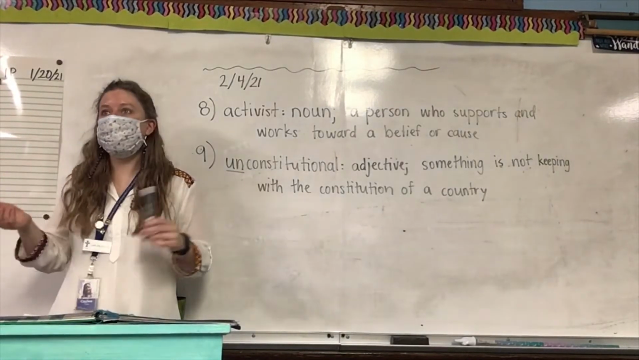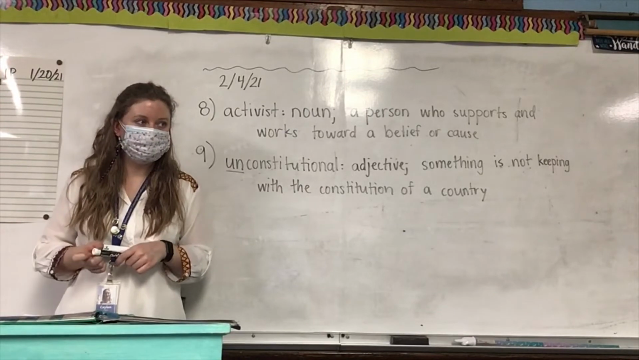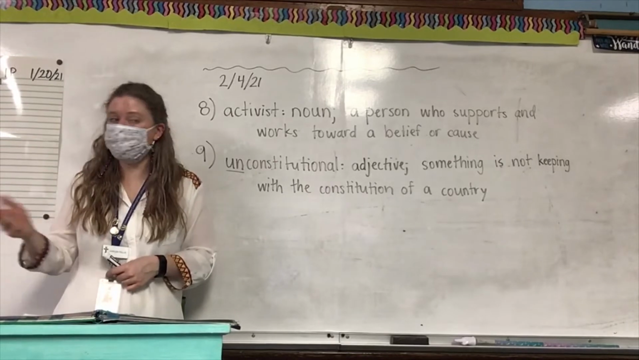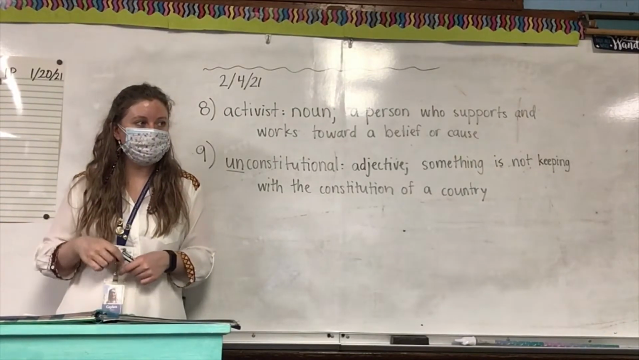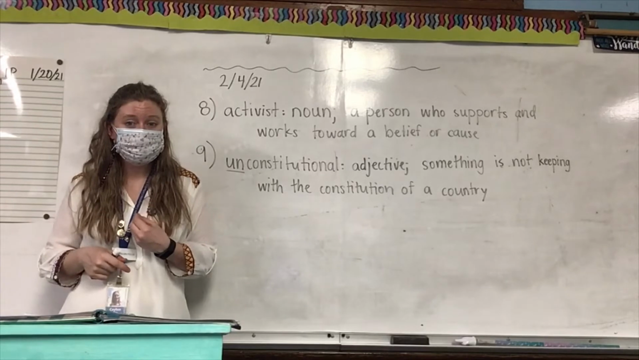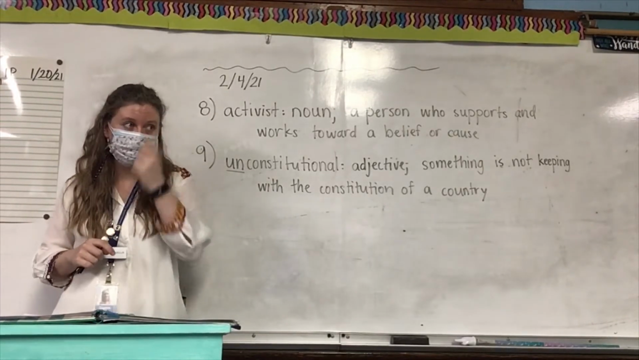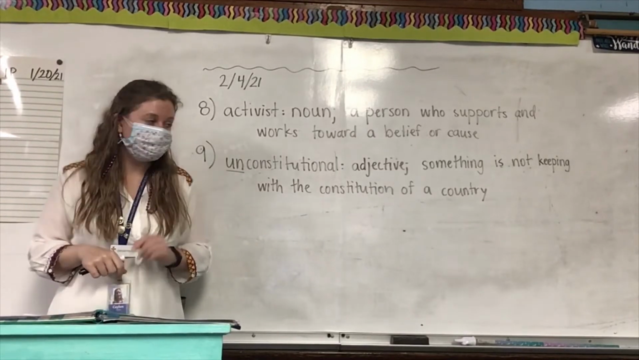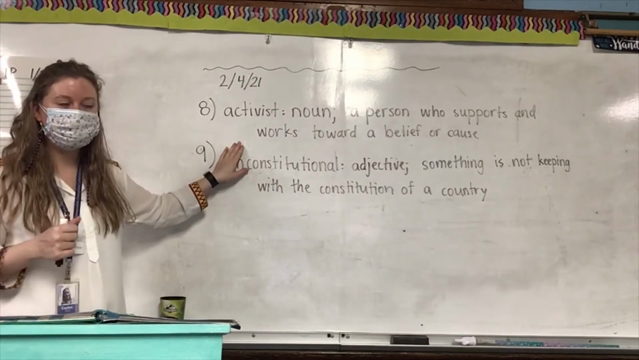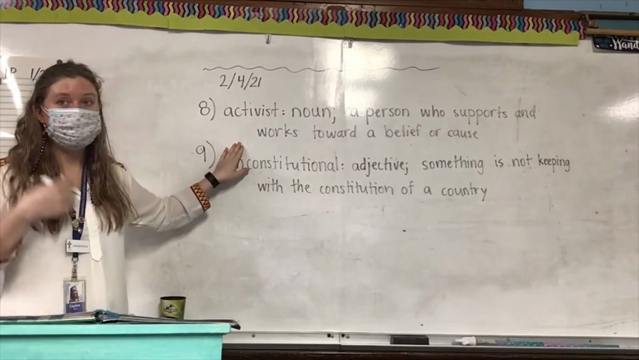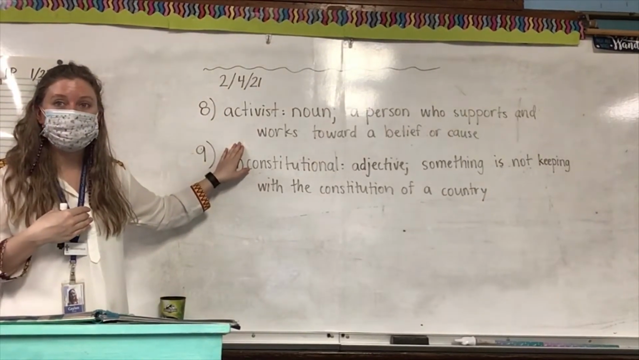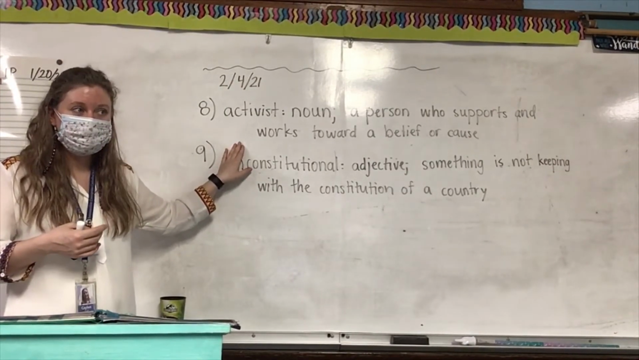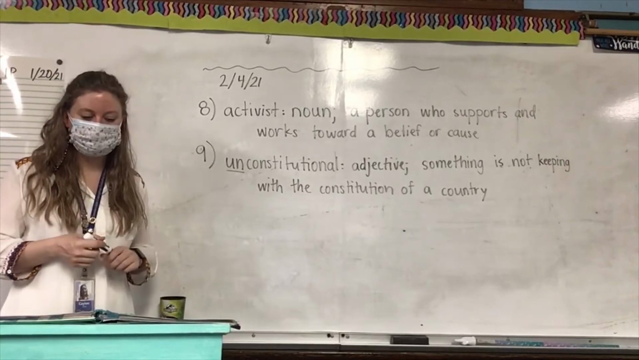Not allowing women to vote was unconstitutional. That means it did not keep with the Constitution. The Constitution said anybody gets a vote who's older than 18. If we don't let women vote, does that keep with the Constitution? Does that do what the Constitution tells us? No, so it's unconstitutional. Letting women vote is constitutional. The Constitution of the United States says everybody over 18 gets to vote. So letting women vote is constitutional. Not letting them vote is unconstitutional.